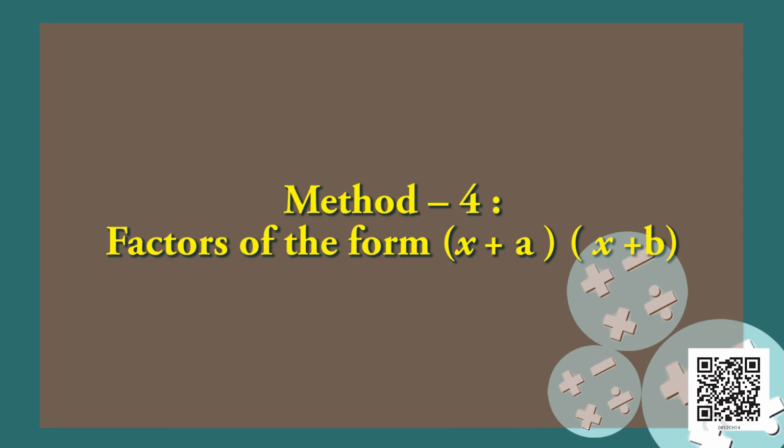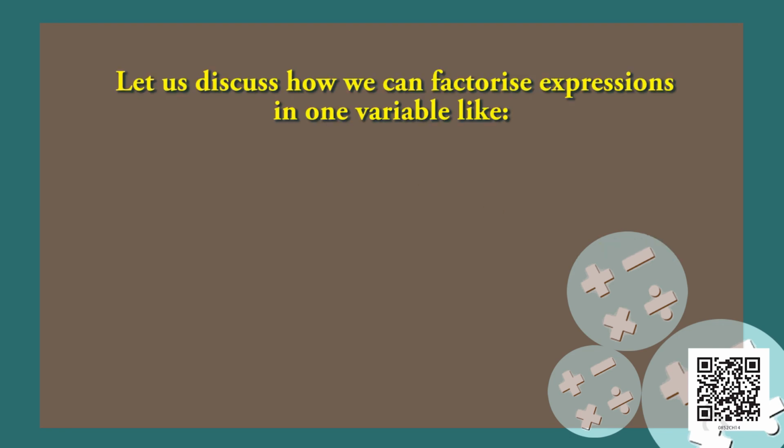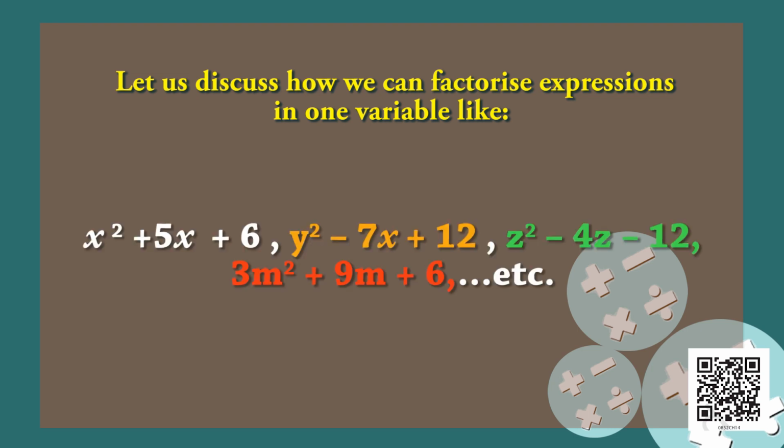Today first we will discuss the fourth method of finding the factors. The method is given as follows. Method 4, factors of the form x plus a into x plus b. Let us discuss how we can factorize the expressions in one variable like x square plus 5x plus 6, y square minus 7y plus 12, z square minus 4z minus 12, 3m square plus 9m plus 6, etc.